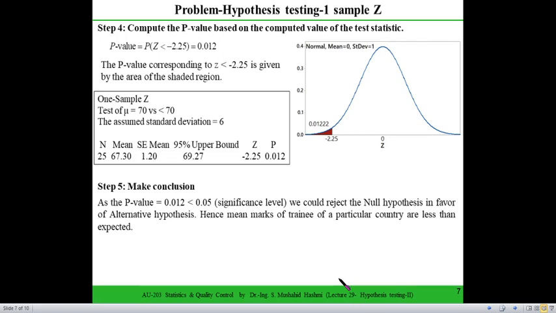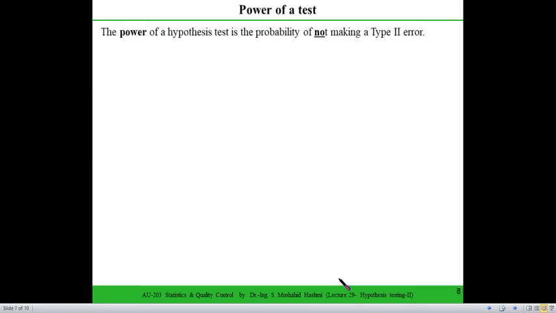Corresponding to x bar 67.3, we got this Z of minus 2.25, and we just computed the probability, and that would be its p-value, and this p-value comes out to be much smaller than 0.05. So we can say that we can reject this null hypothesis, and we have strong evidence that the mean value is less than the hypothesized mean, that is from the 70 score.